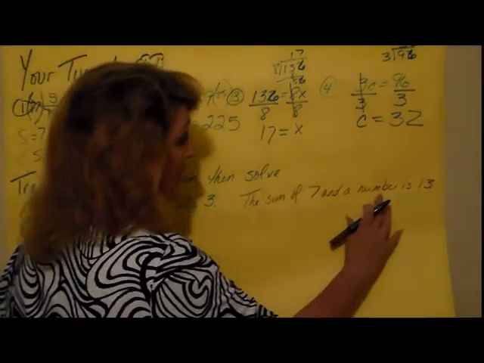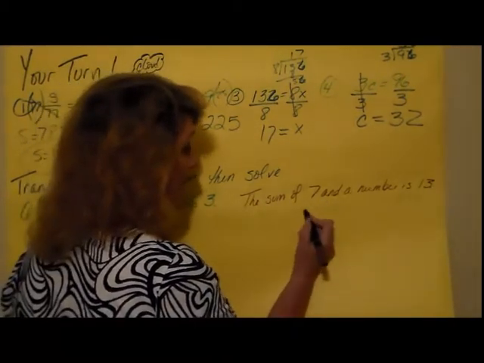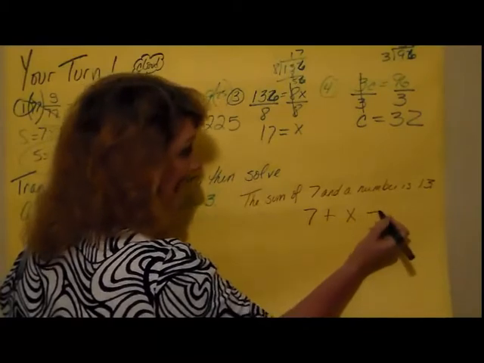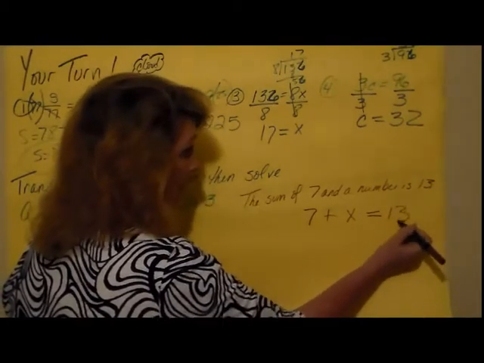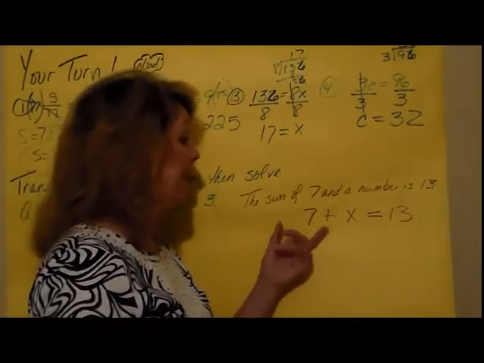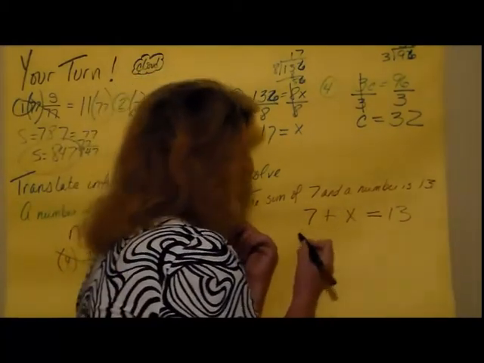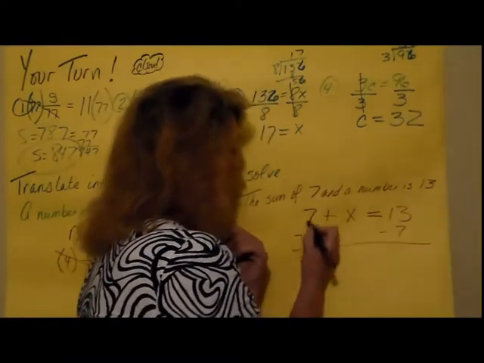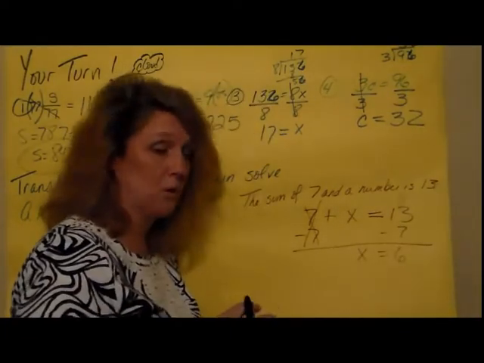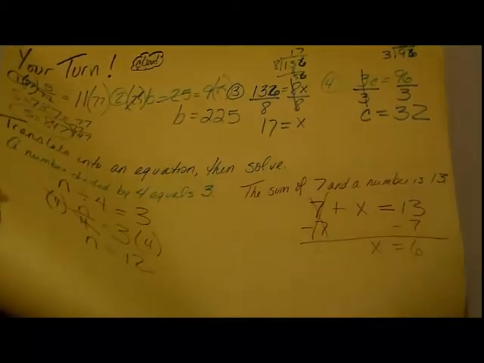The sum of 7 and a number is 13. The sum of, so I'm going to add things together, 7 and a number, x, I don't care what letter you use, is 13. So now I've got a 7 added to my x, just like last section. I'm going to subtract 7 from both sides, and this is going to go away, and I have x equals 6. Okay?